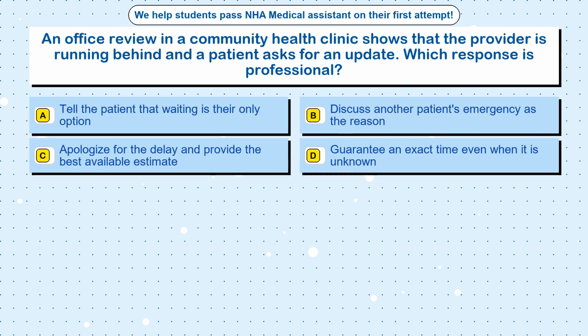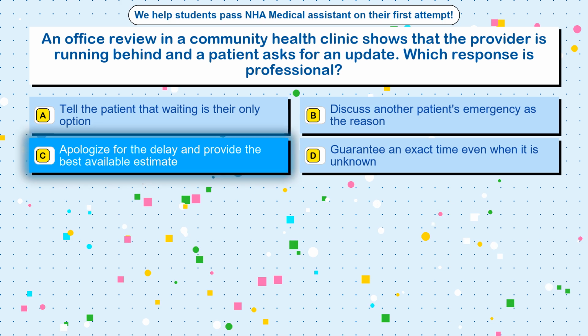Question 87. An office review in a community health clinic shows that the provider is running behind and a patient asks for an update. Which response is professional? Option A. Tell the patient that waiting is their only option. Option B. Discuss another patient's emergency as the reason. Option C. Apologize for the delay and provide the best available estimate. Option D, guarantee an exact time even when it is unknown.